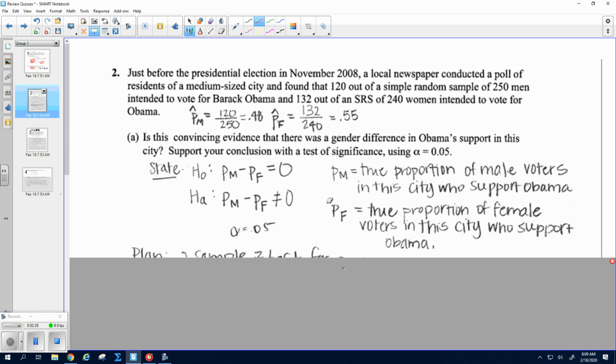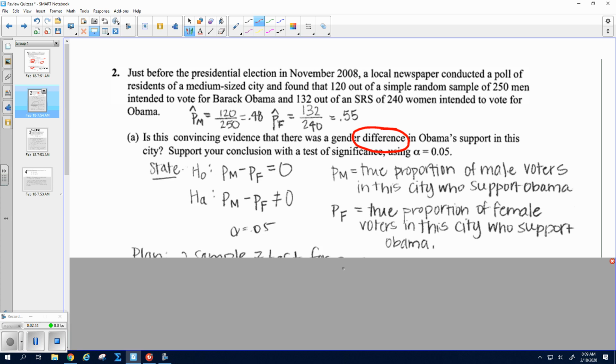So our null hypothesis would just be that there is no difference between the males and the females. So you can say pM equals pF or pM minus pF equals 0. The alternate is that it does not equal 0. They just say, is there a difference? They aren't leading you in a direction, all right?